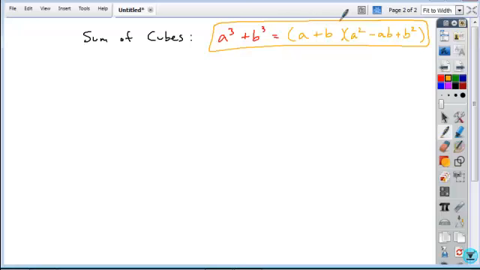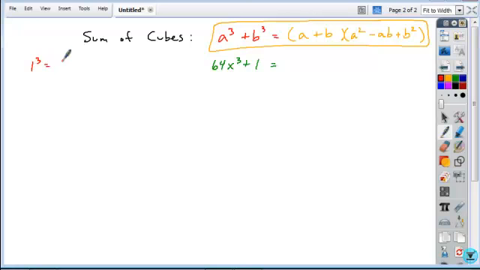Let me go ahead and show an example of that. All right, if I gave you the following and asked you to factor this, in order for it to be factored, the first and last terms need to both be perfect cubes. So let's take a look at our list of perfect cubes.